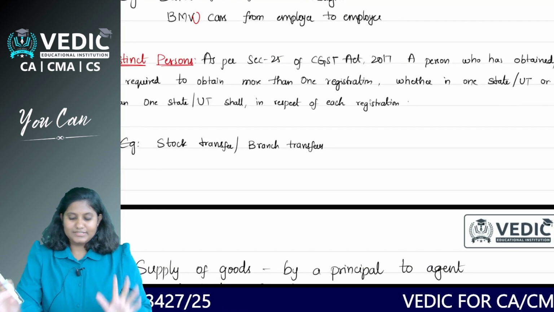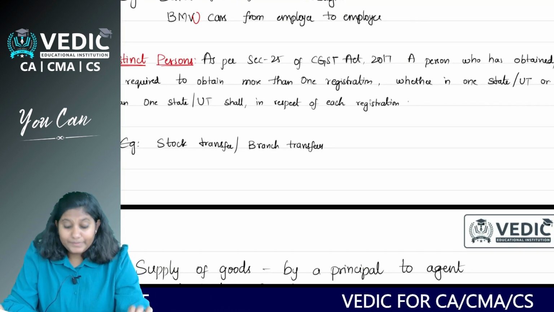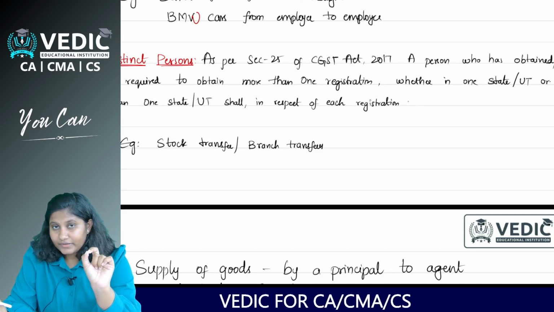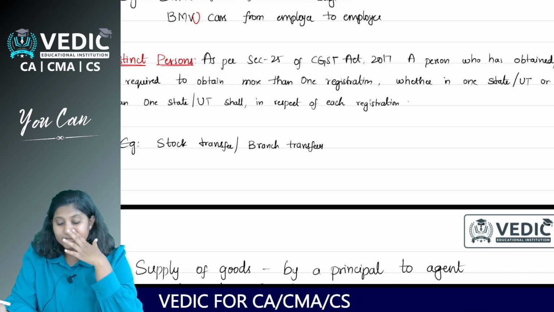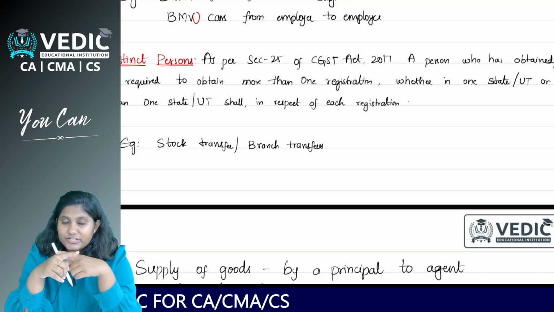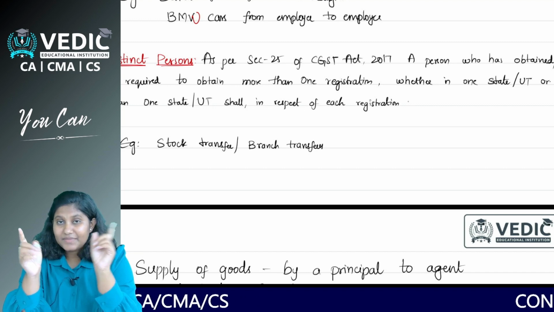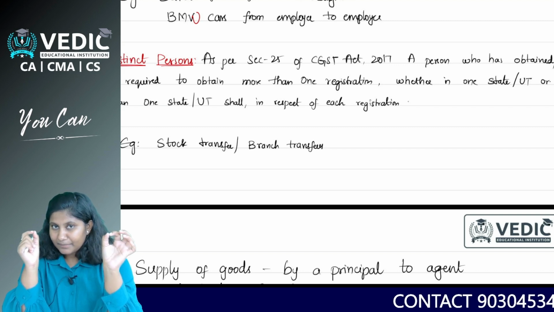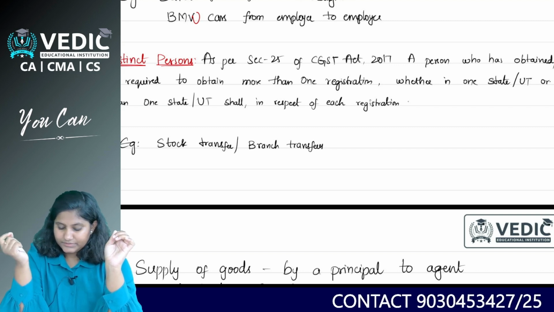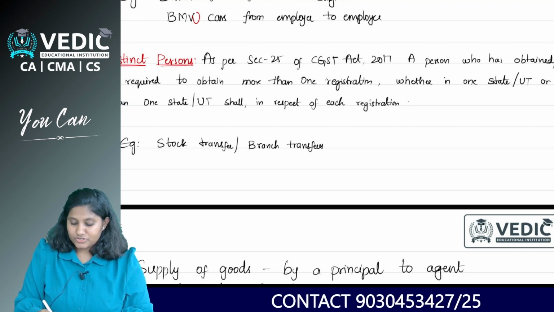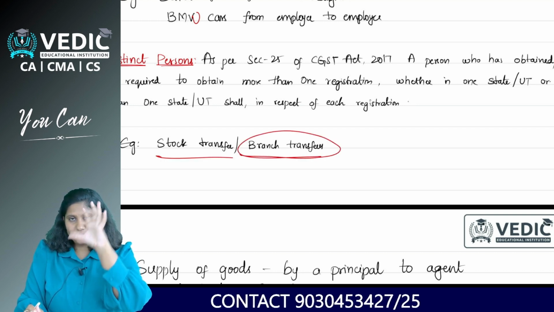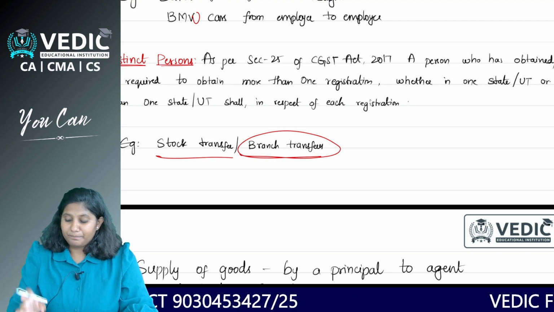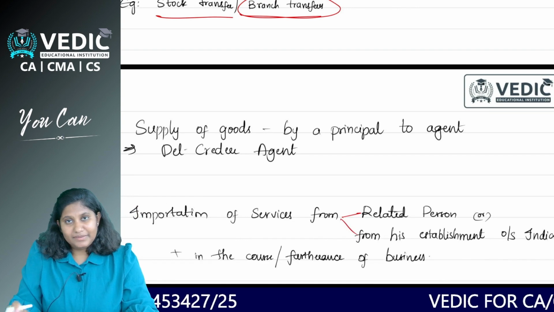Now let's come to the definition. A person who has obtained or is required to obtain more than one registration, whether in one state or union territory, or in more than one state or union territory, in respect of each such registration will be considered as distinct persons, and supply between distinct persons is considered as supply, and GST is levied on it. Stock transfers, branch transfers, whatever the activities, even without consideration, will form part of it, and GST will be levied upon it.